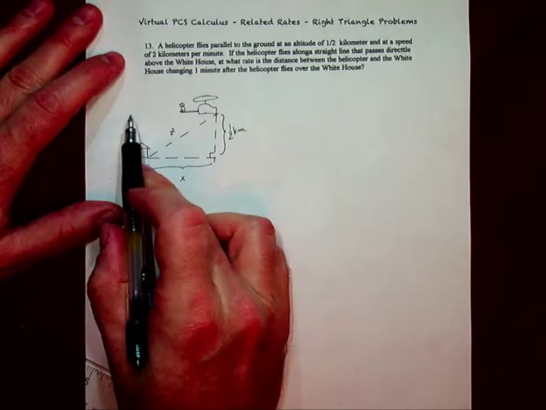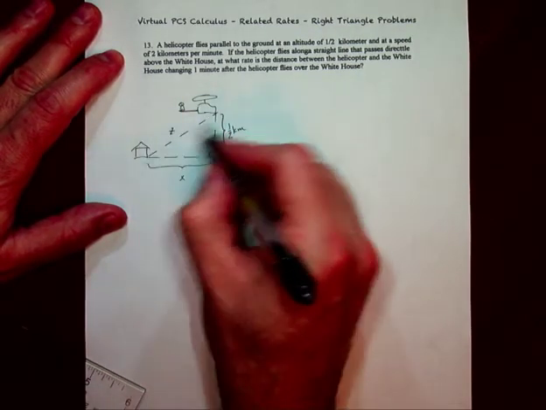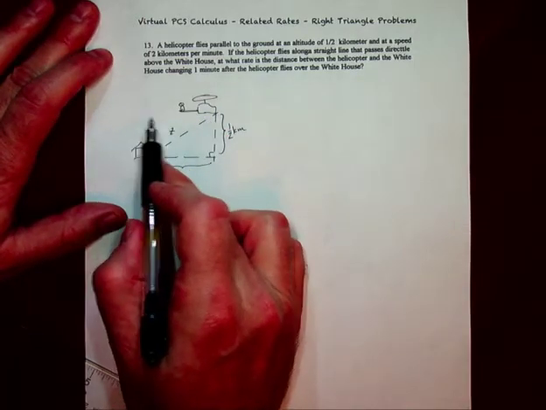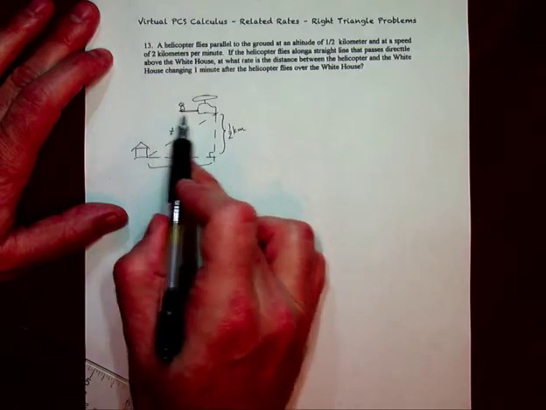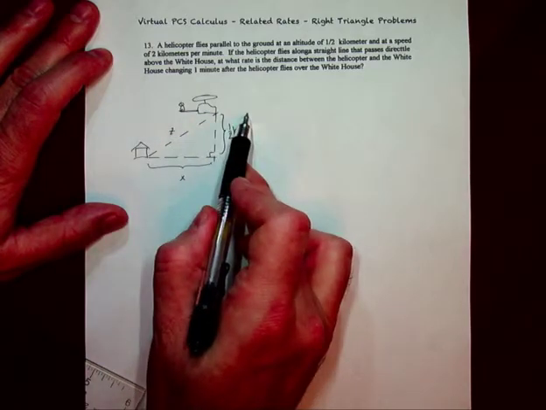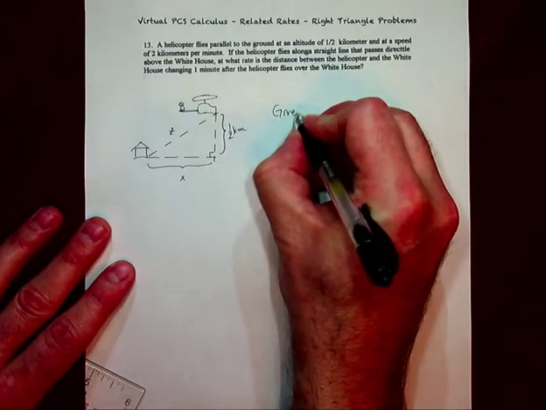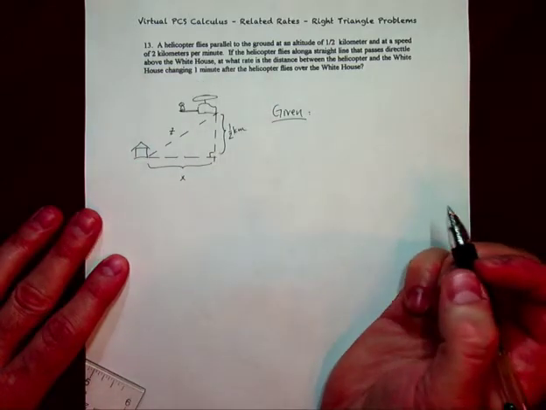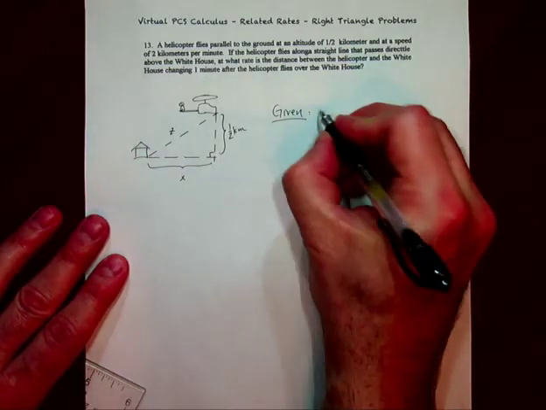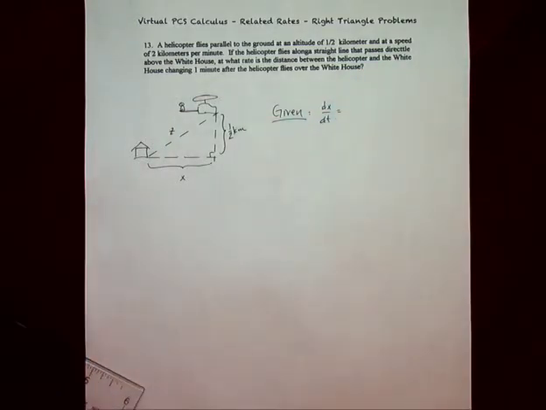You could have done the triangle where the base was up here and stuff like that, because if it's flying parallel to the ground, as fast as it's charting out x distance up here, it's also doing it down here. So 2 kilometers per minute. The helicopter is flying at 2 kilometers per minute. That is dx/dt. Now, it is after the helicopter passes the White House.